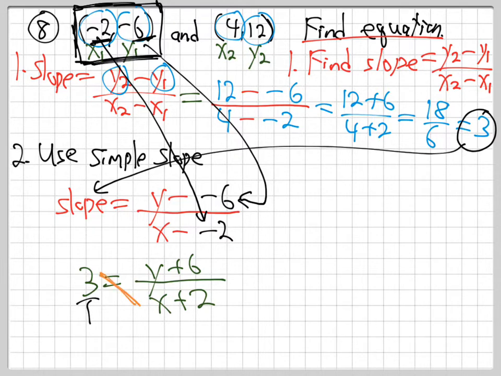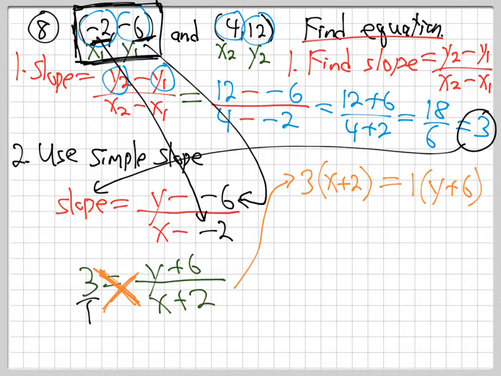So the 3 will go there, the 1 will go there. I'll bring it up here. So we have 3 parentheses x plus 2, 1 parenthesis y plus 6. How are we doing? Is that okay? And then you just multiply that stuff out. See what I did there? I just went diagonal with the 3 and the x plus 2, put them on one line, and the 1 and the y plus 6.